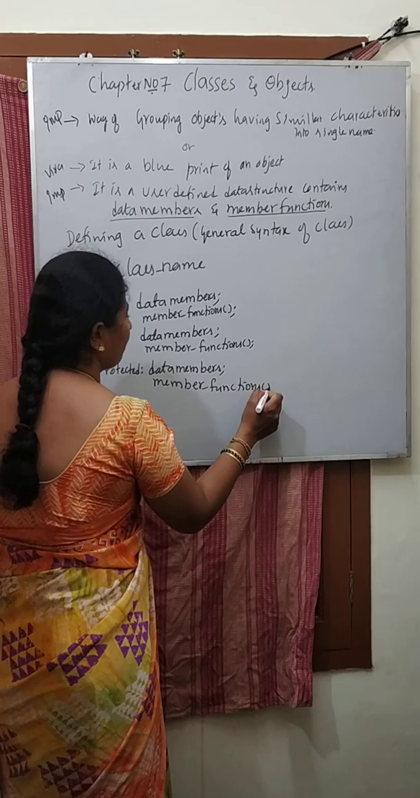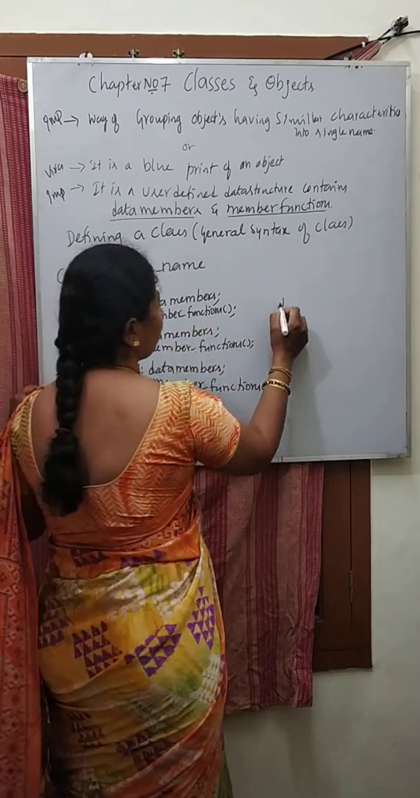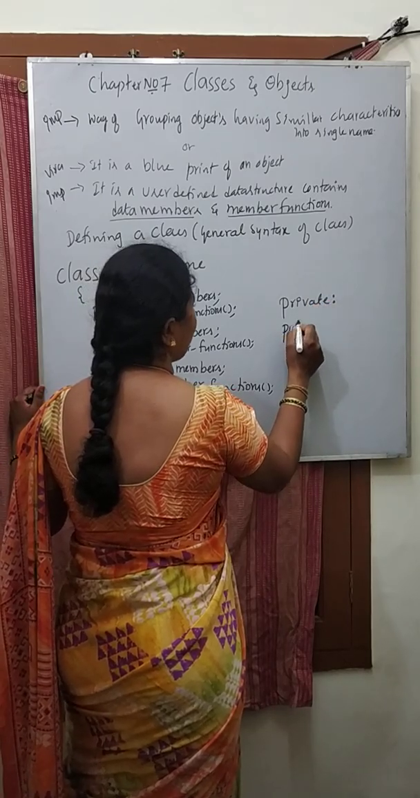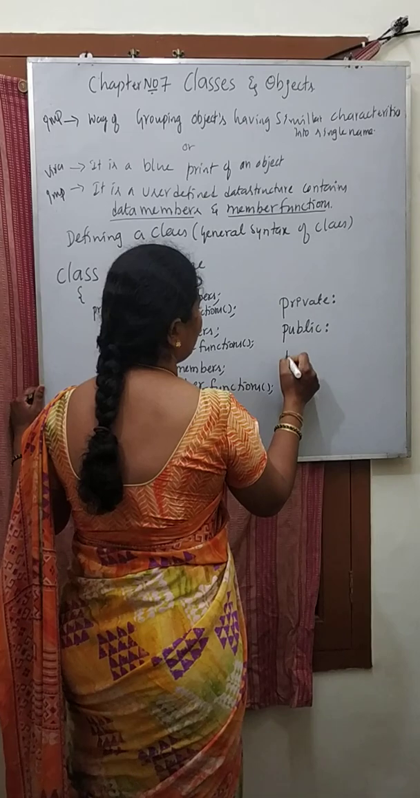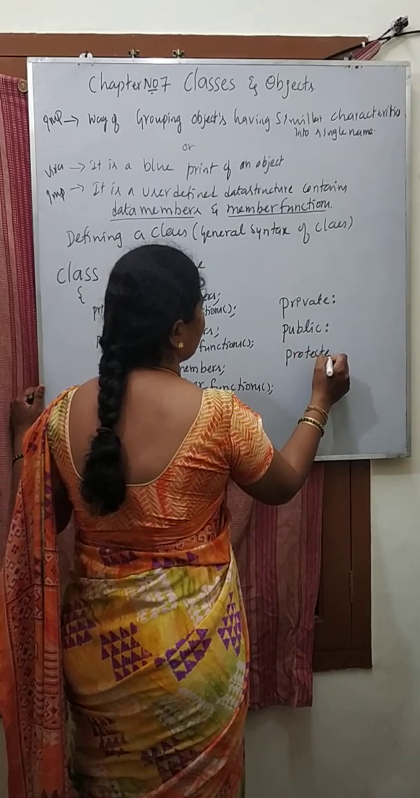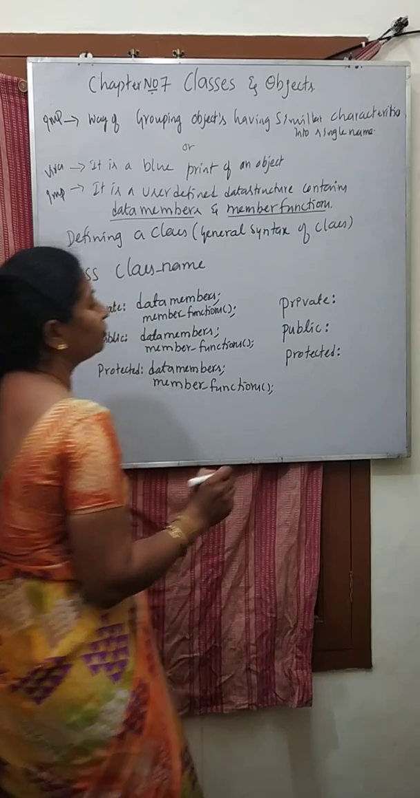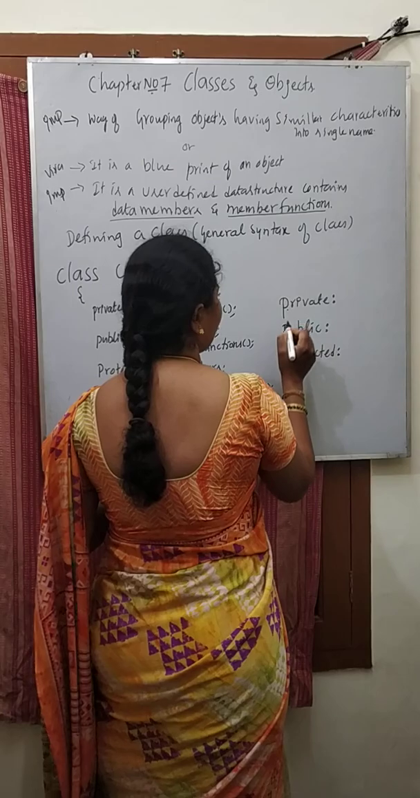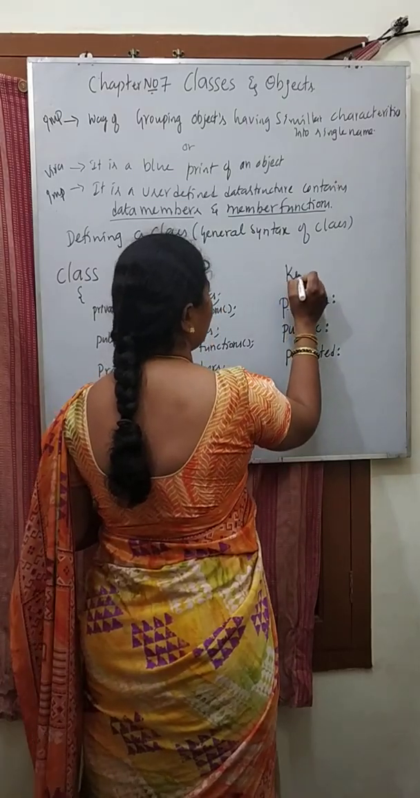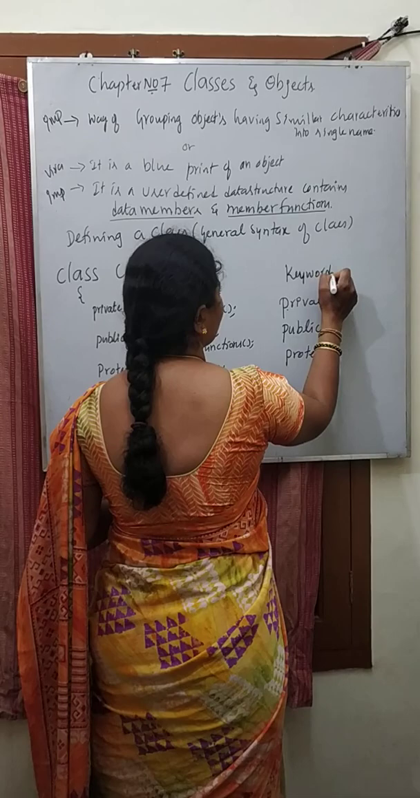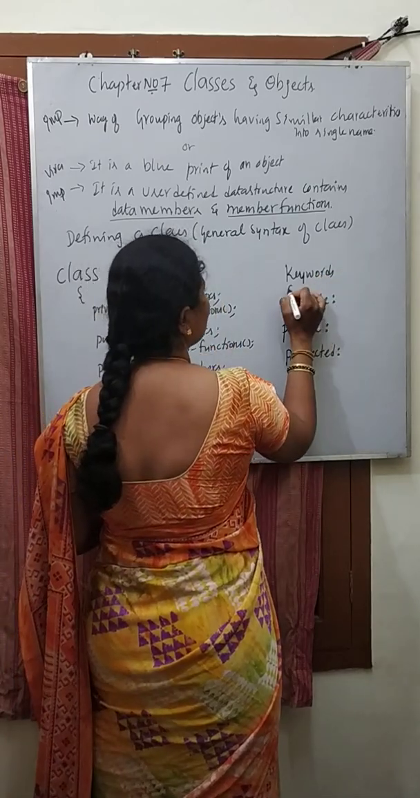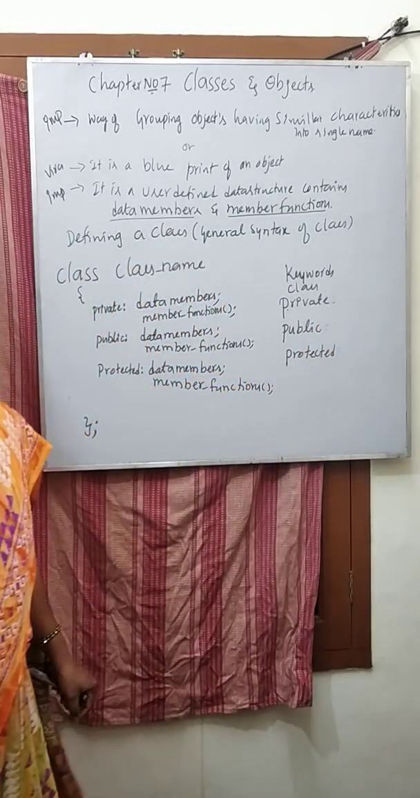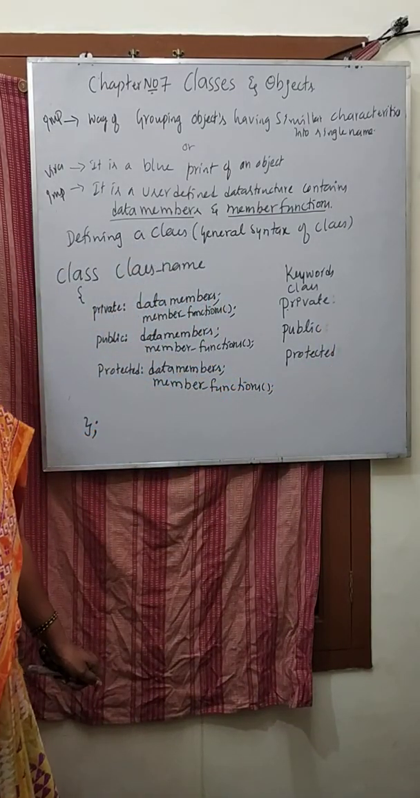Students, listen here. Private. In front of that I have given a colon. Public colon. Protected colon. Colon means in front of that we are defining data members and member functions. Here private, public, protected are keywords. Not only that, class is also a keyword. Class, private, public, protected are the keywords.